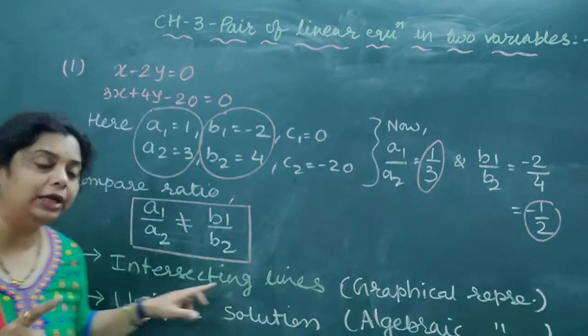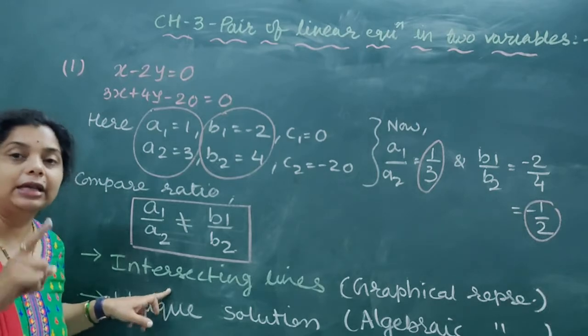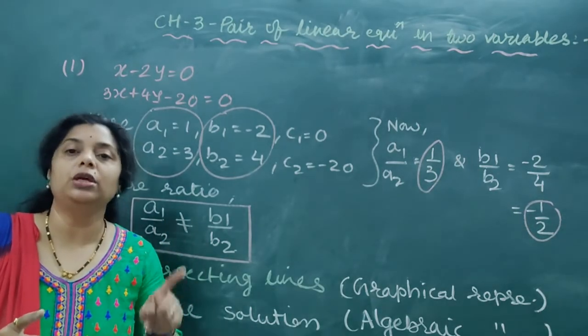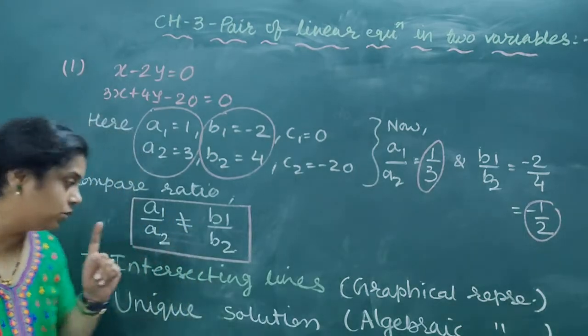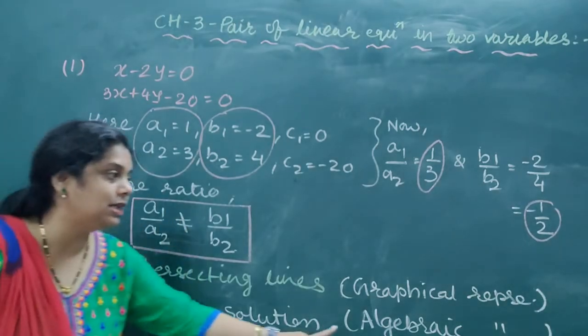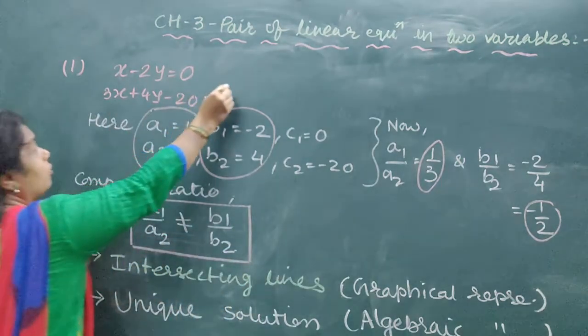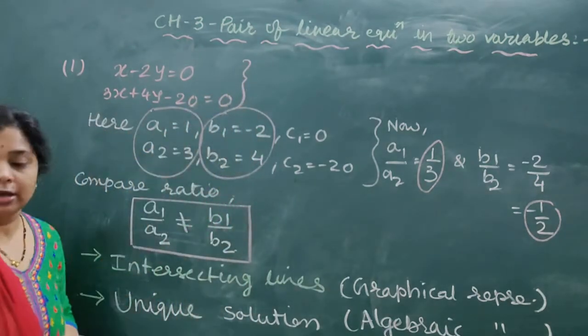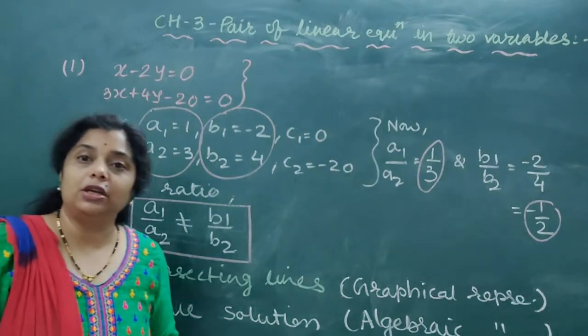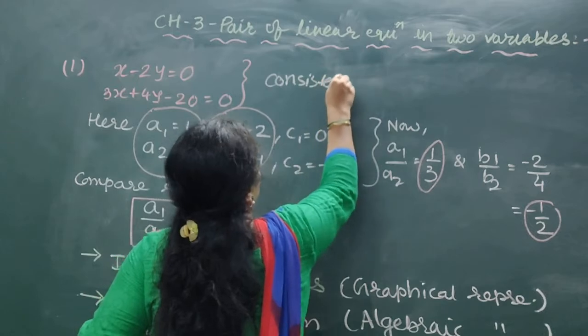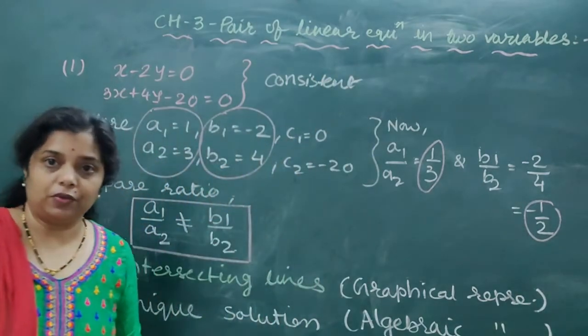Graphically, they show intersecting line. An intersecting line always has a unique solution. Unique means one and only one solution. So, unique solution algebraically we can get. And therefore, this pair of a linear equation, which type of linear equation is it? It is called the consistent pair of a linear equation.